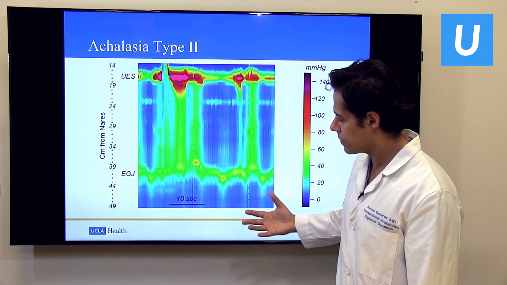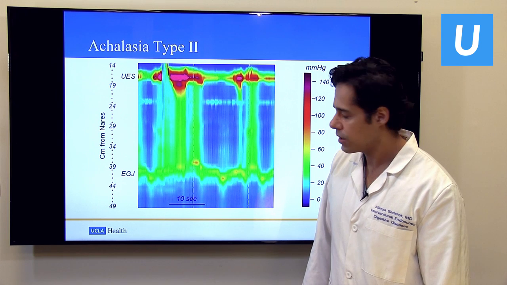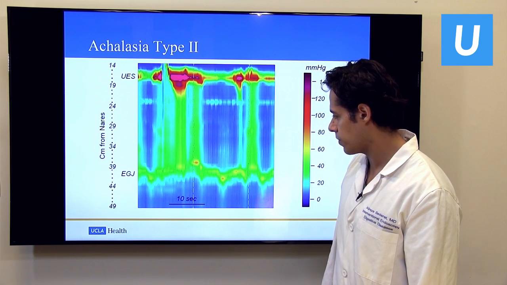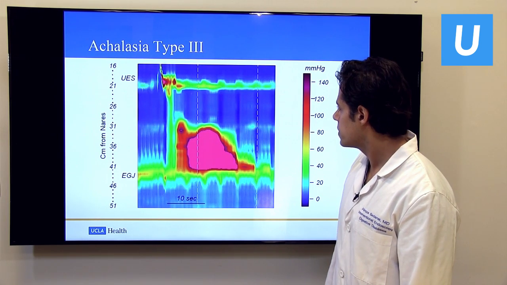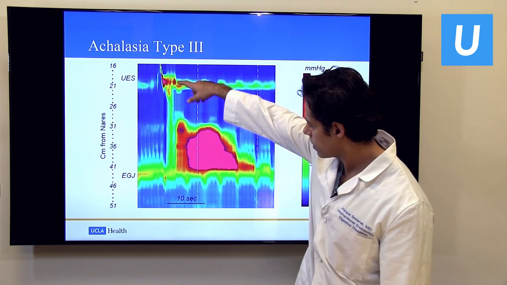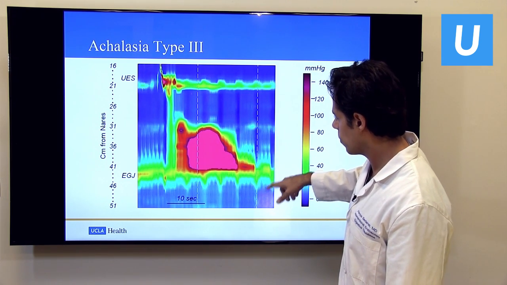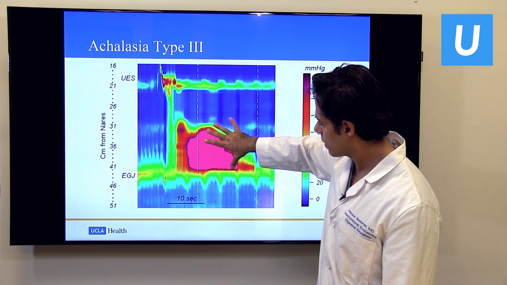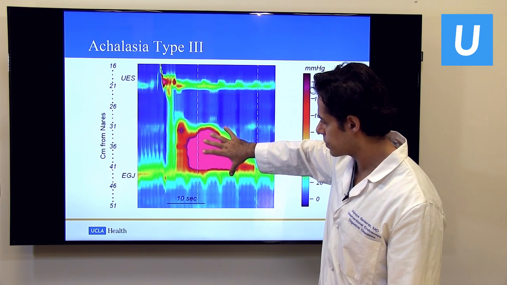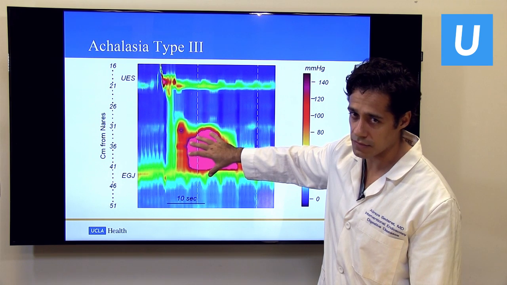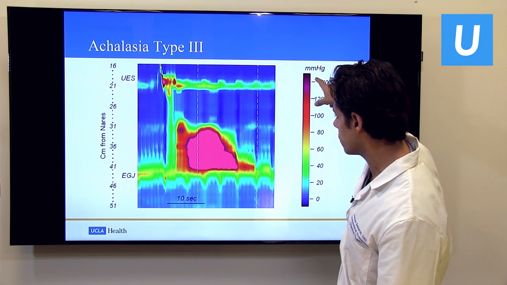These patients tend to have symptoms, but they're probably on the more mild side of the spectrum, though they can also be severe. This is type 3 achalasia, a swallow again. The lower esophageal sphincter again didn't open, but what's important here is that there's very high amplitude, non-propulsive spasm of the body of the esophagus. So you can see here that these numbers are very, very high.